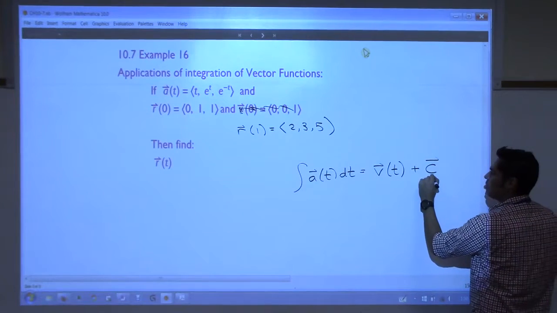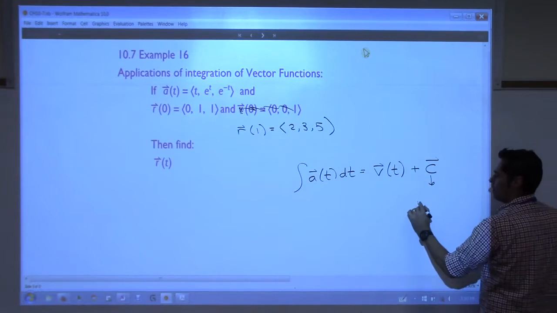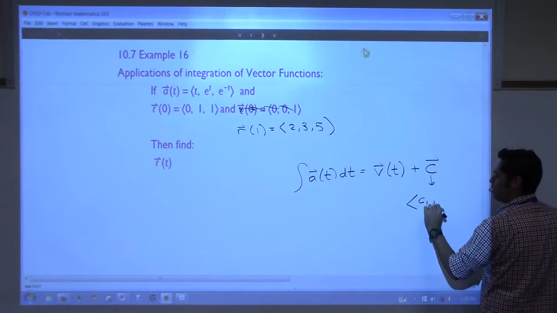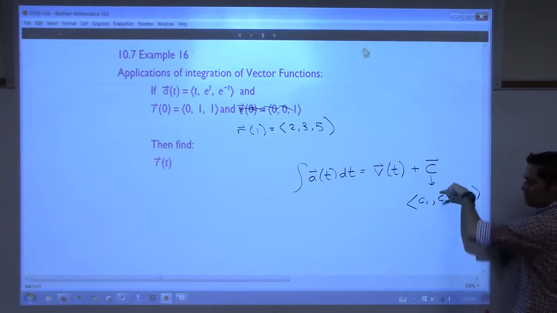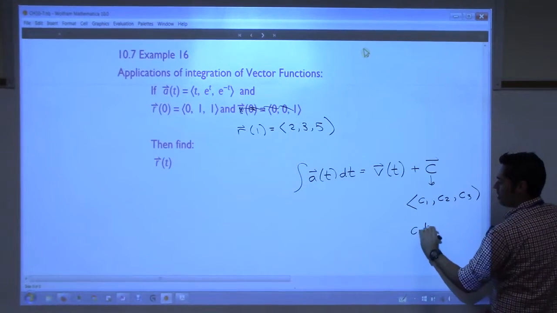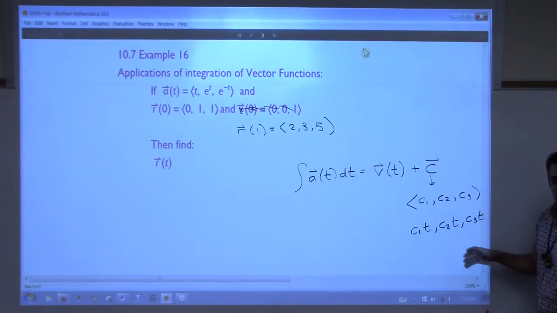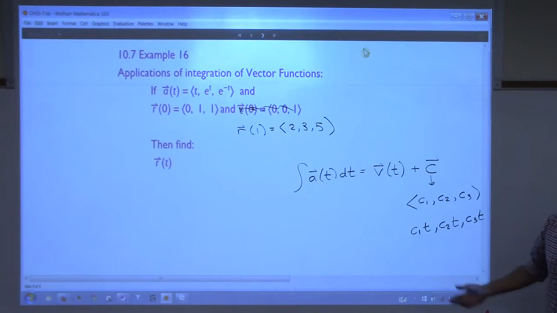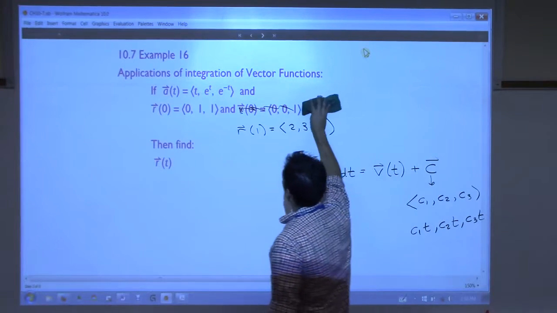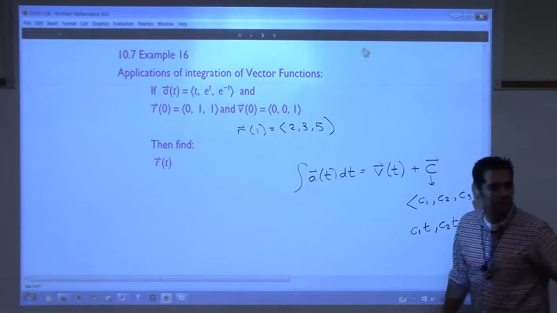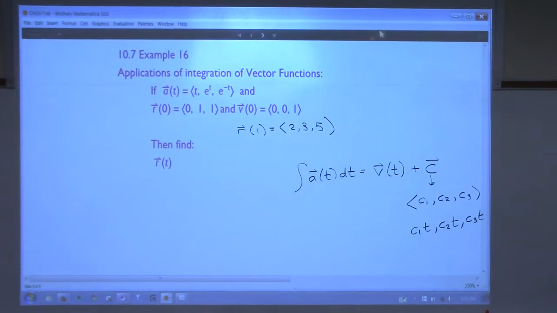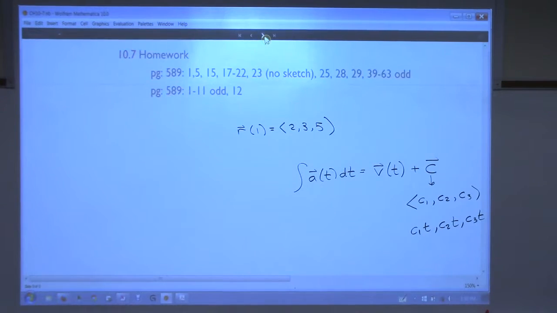So what would the antiderivative of a constant be? What's the antiderivative of C1, C2, C3? C1t, C2t, C3t. You see how that would be a little bit different? So just be careful on that. I'm not asking that here, and I don't even think that shows up in the homework, but that's the way you would do it. I don't know if that matches up with what I have on your handout sheet, but we're ready to move on.